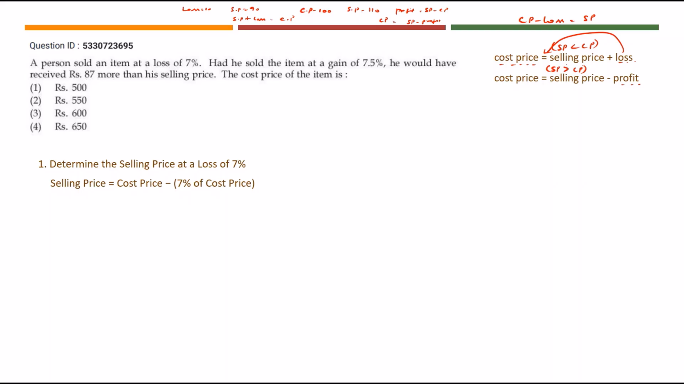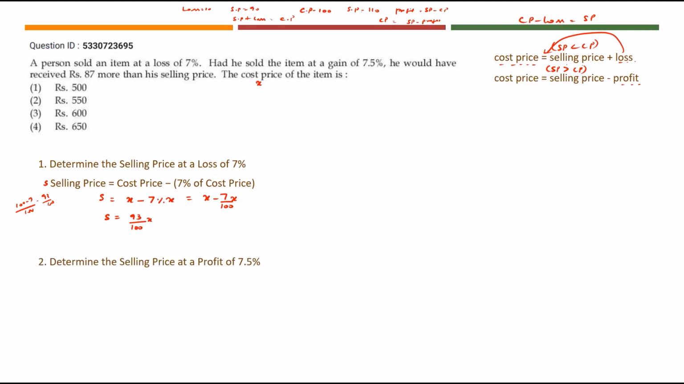How much loss has been incurred? 7% loss has been incurred. Let's take the cost price to be X. Let's take the selling price as S. So here S is equal to X minus 7% of cost price, that means 7% of X. So this can be written as X minus 7 by 100 into X. So 7% is written as 7 by 100. So how much will you get here? S is equal to 100 minus 7 divided by 100, which gives you 93 by 100. So this is 93 by 100 into X.